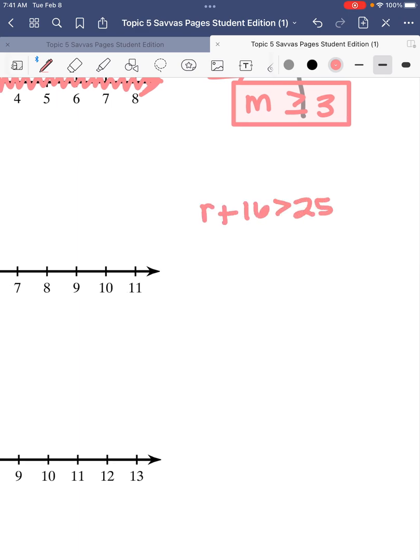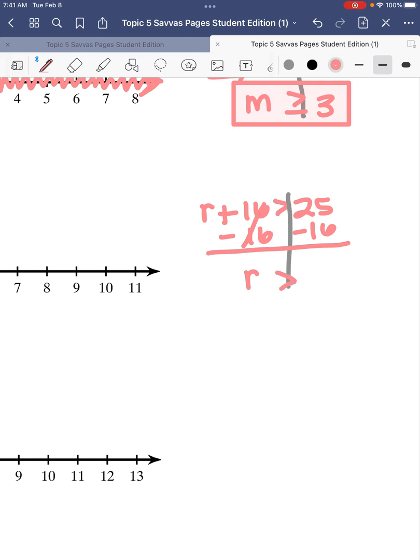r plus 16 is greater than 25. Now to solve this inequality, I need to get that r by itself, and it's connected to a positive 16. So how do I undo plus 16? I subtract 16, so I'm subtracting 16 on both sides. Now on the side with the r, my 16s cancel out and r comes down, it's by itself. There was no reason for my sign to change, so it stays as greater than.